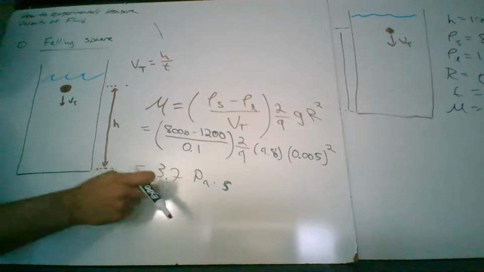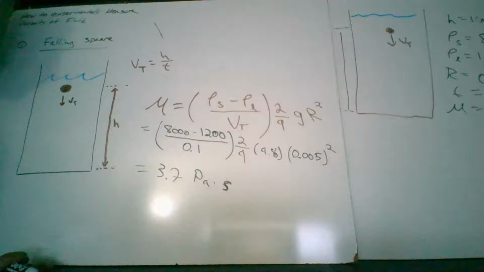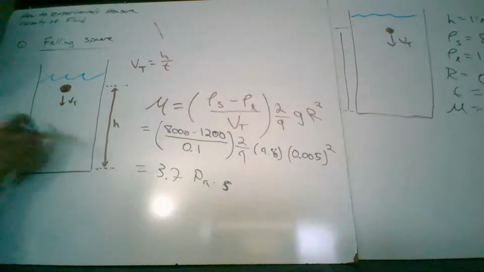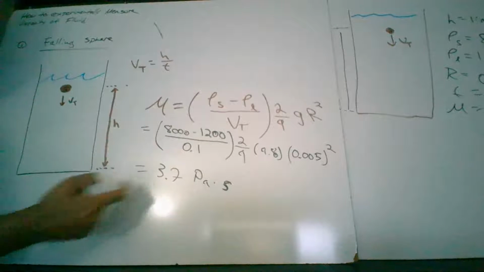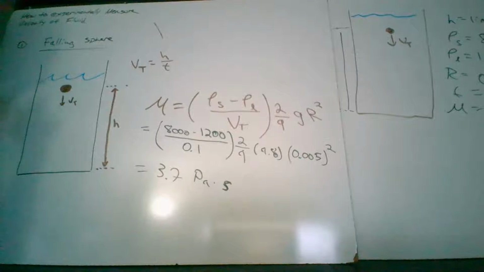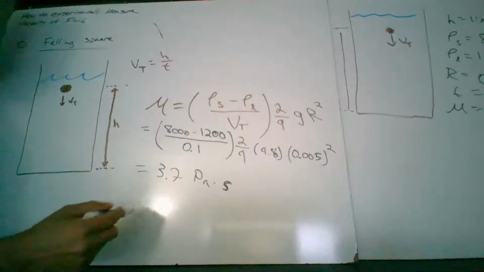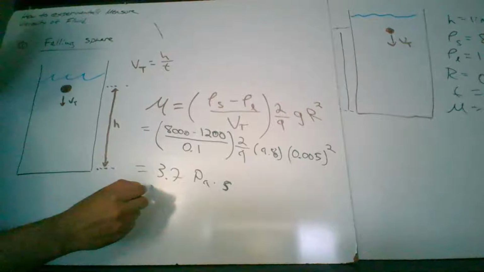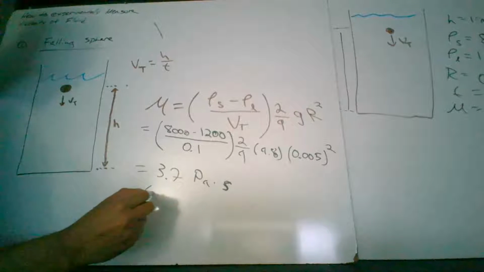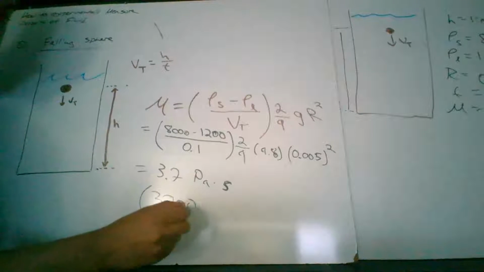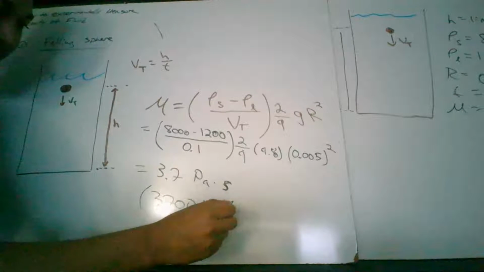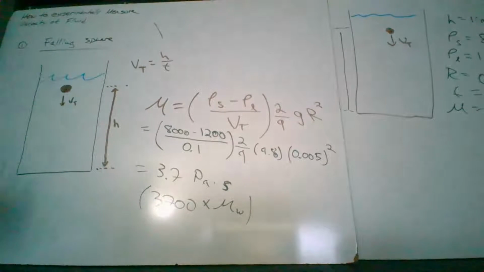Now, we always want to compare it to something else, so the fluid's viscosity compared to water. Water has a viscosity of 0.001 Pascal seconds. So this fluid has a viscosity that is 3,700 times the viscosity of water. Whatever this fluid is, it's pretty viscous, maybe like motor oil or something. I don't know. So that's the first question.